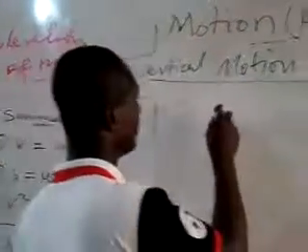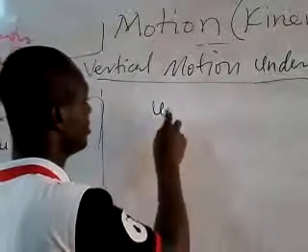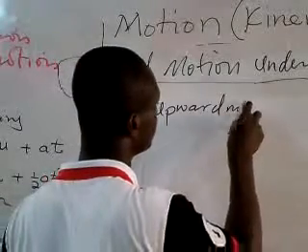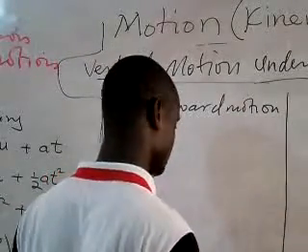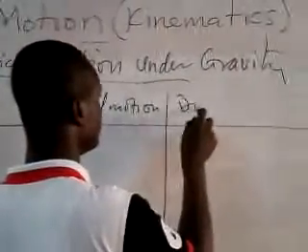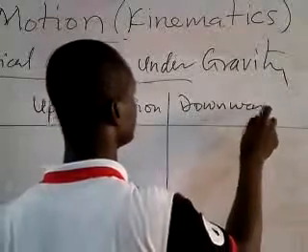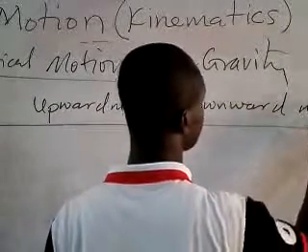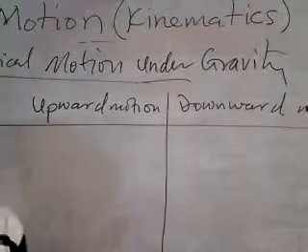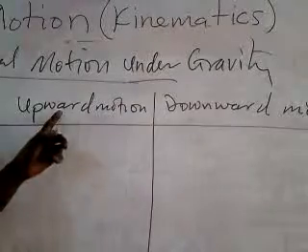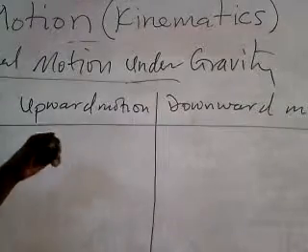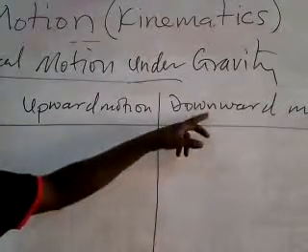If I write here, upward motion under gravity, then downward motion under gravity. For example, when a stone or an object is thrown upwards, vertical, then it becomes upward motion. And when it is coming down, it becomes downward motion.